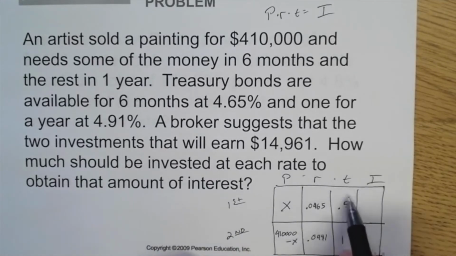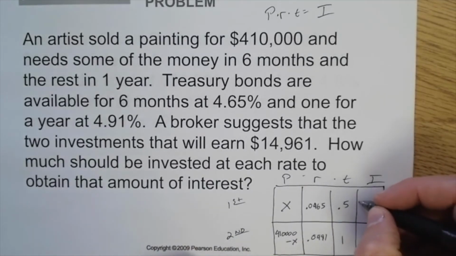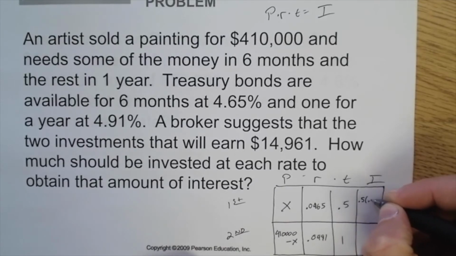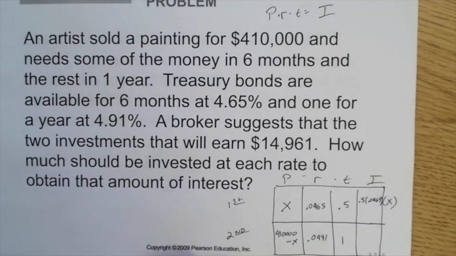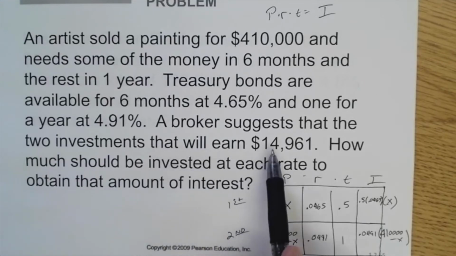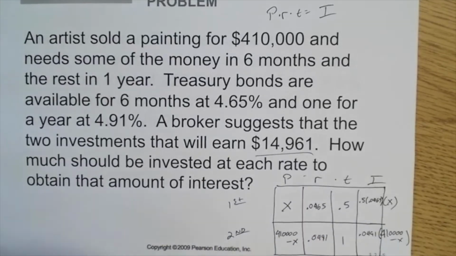Okay. So our interest from that first investment is going to be 0.5 times 0.0465 times X. I didn't leave myself a whole lot of room here. And then the last one is going to be 0.0491 times 410,000 minus X times 1, but I don't need to do the 1. Okay, so the equation then is the total interest is going to be 14,961. So we're just adding these 2 together and setting it equal to that.